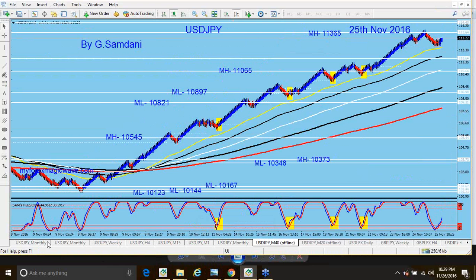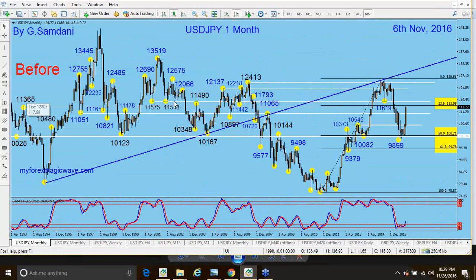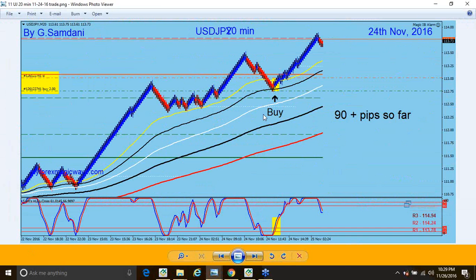113.65. You see the level here? 113.65. 23.6% line, 113.98. Right on the dot. We hit that level. So from here to here, I'm doing all long, long, long. And this is my last long here.